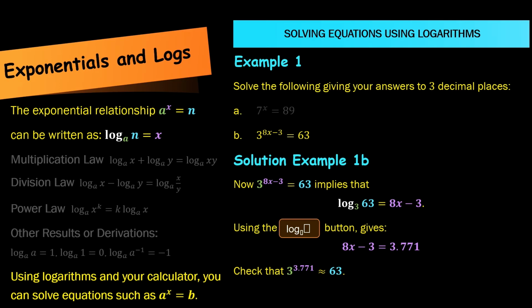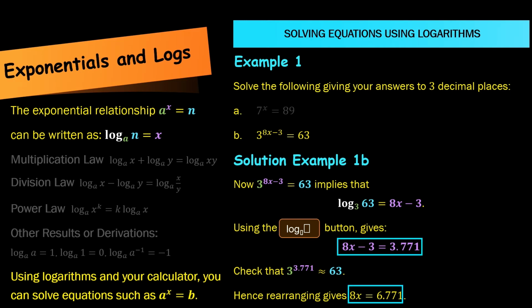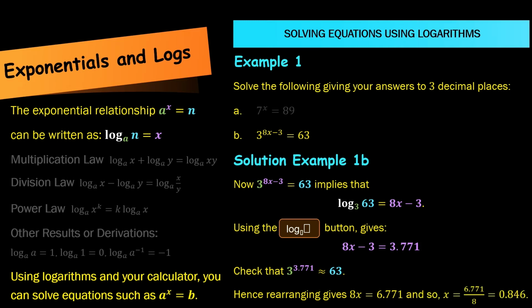Using our calculator, we can then check that 3 to the power 3.771 is approximately equal to 63. And so, rearranging gives us 8x equals 6.771. And therefore, x equals 6.771 divided by 8, which is equal to 0.846.